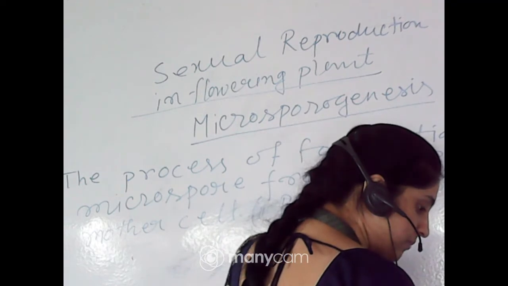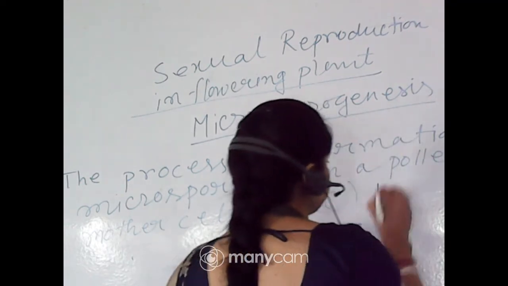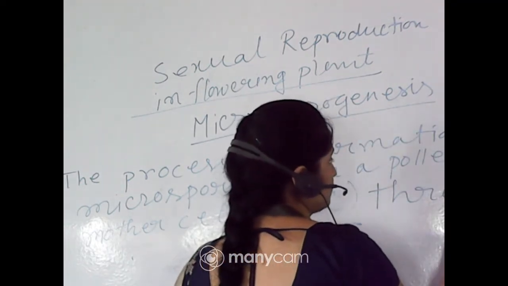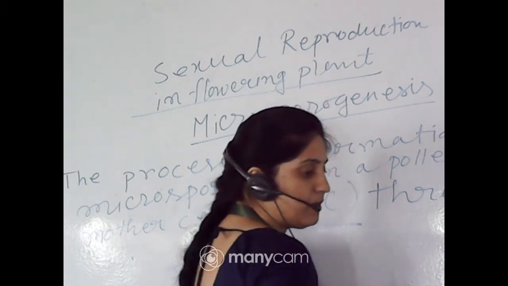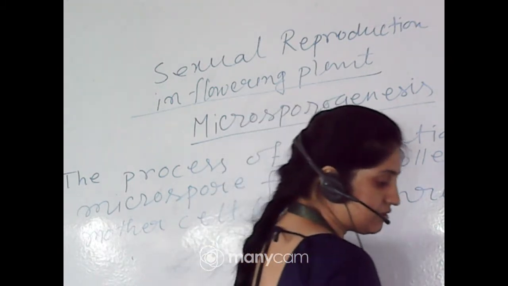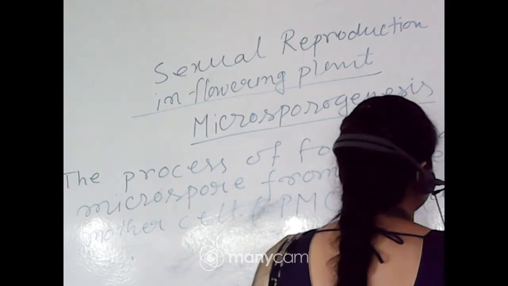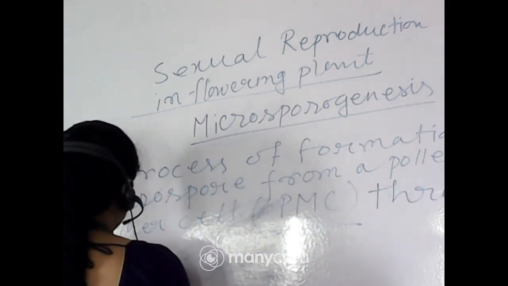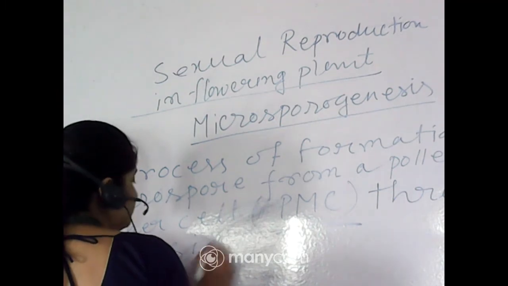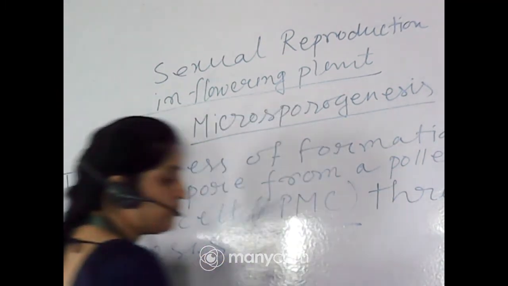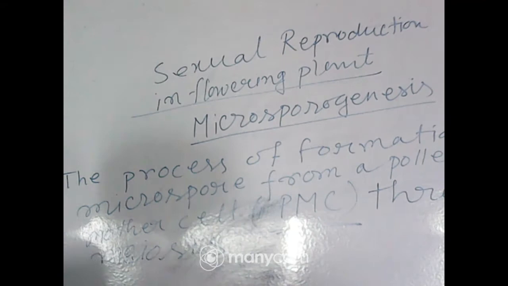So the pollen mother cell divides through meiosis, because there is a half number of gametes, so that's why the division always occurs through meiosis. So this is known as microsporogenesis, the formation of microspore, that is pollen grain. The process of formation of microspore from a pollen mother cell through meiosis is known as microsporogenesis.